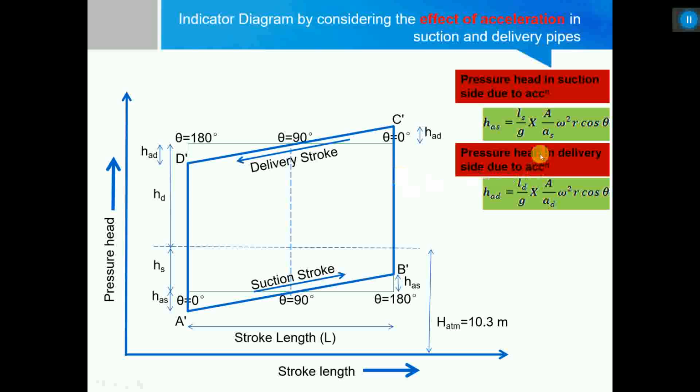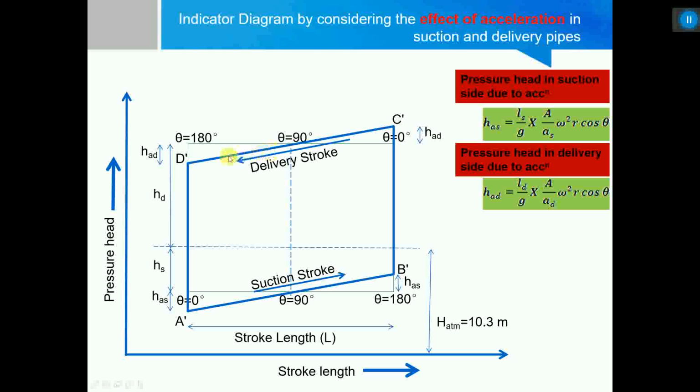Similarly, during the delivery stroke, you can see, because the liquid has to be discharged to the delivery side, it has to be accelerated. Because of that extra acceleration we have to provide to the liquid, we should generate more pressure head, and that's why at this point the head is more. So the acceleration head we can calculate from here. When theta equal to 0, this much is the acceleration head we have to create to accelerate the liquid on the delivery side, and that's why we have to generate more head here.